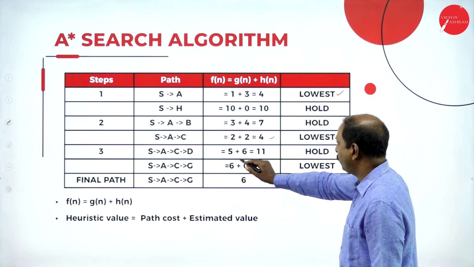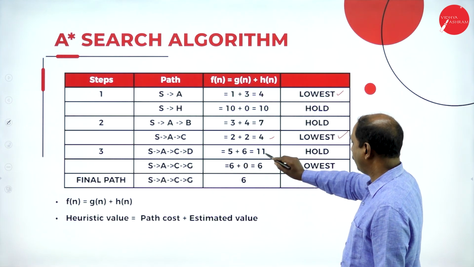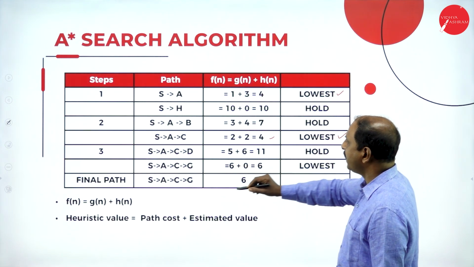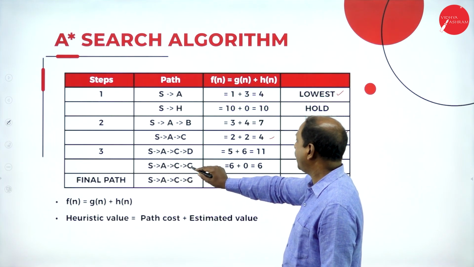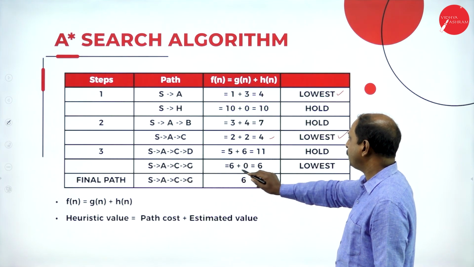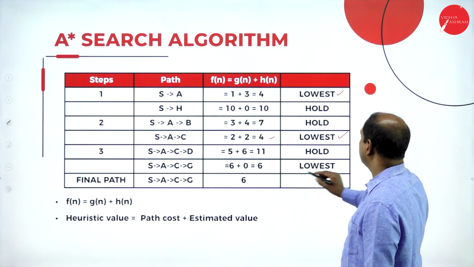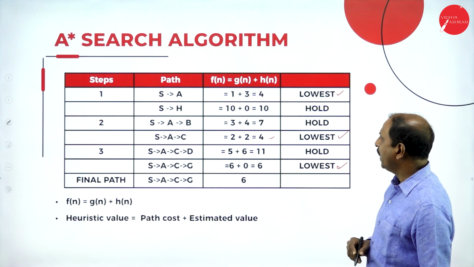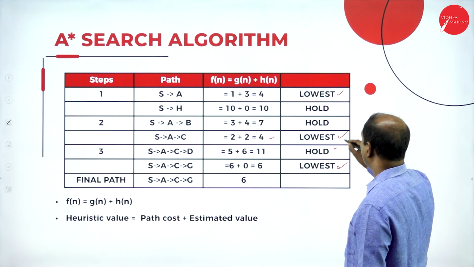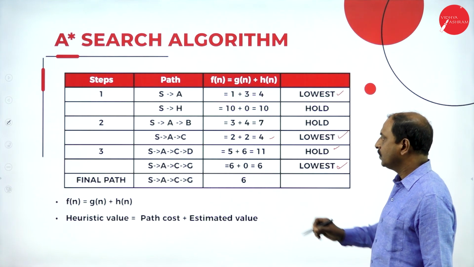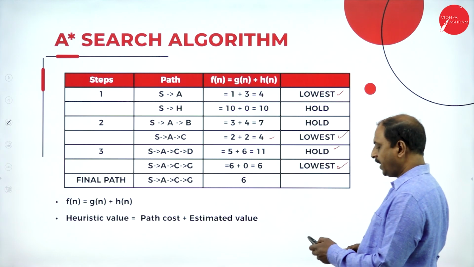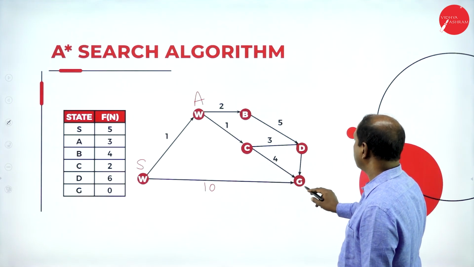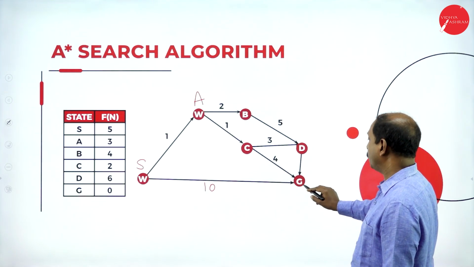The value is 5 plus 6, that is 11. The next path is after C, it can go directly to G. Here it is 6 plus 0, that is 6. So this is the lowest value, and this 11 we have to keep on hold here. So it is going to take the path from C to G directly, reaching the goal node.